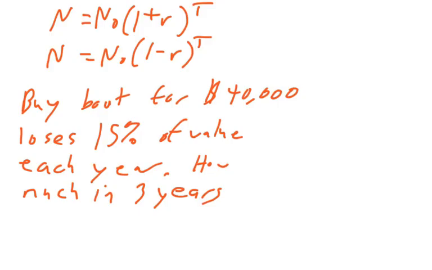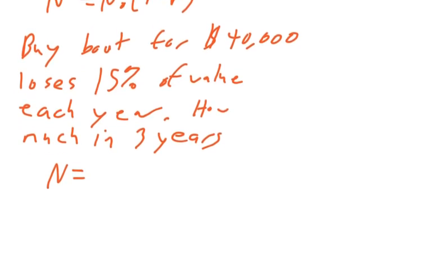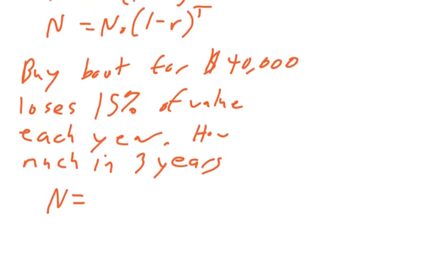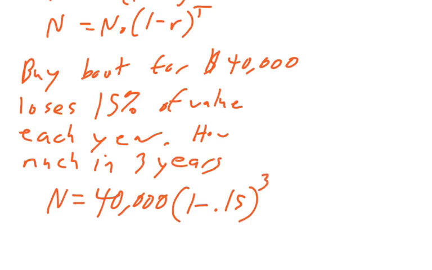Alright, let's say that we got a car that you bought for $40,000 and you lose 15% of value each year. How much will this be worth in 3 years? Well, when we try to figure this out, we are using the 1 minus r because we're losing money. So how much does it start out with? It starts out as $40,000, and then we take off 15% each year, and for 3 years. So how much is it worth after 3 years? So we just plug this in and we get the answer of $24,565.